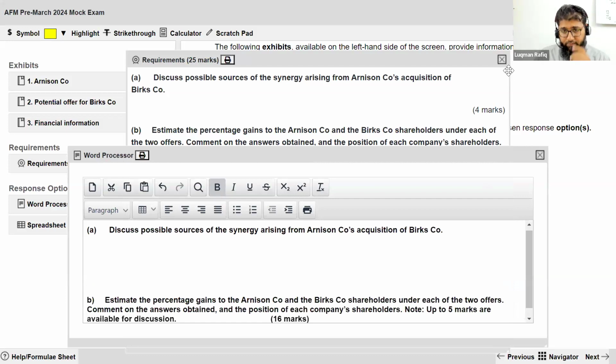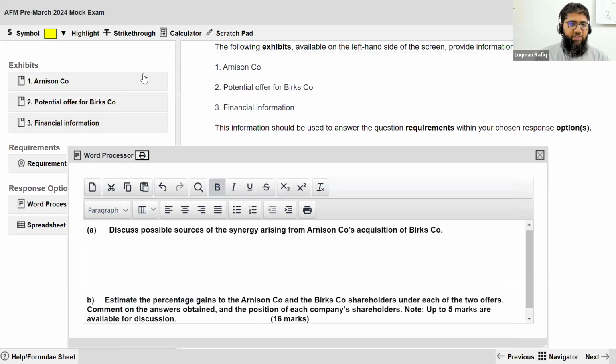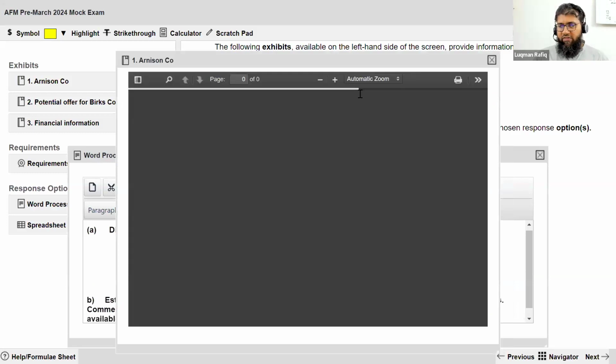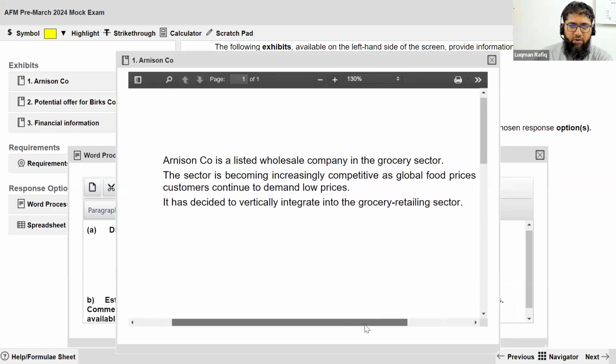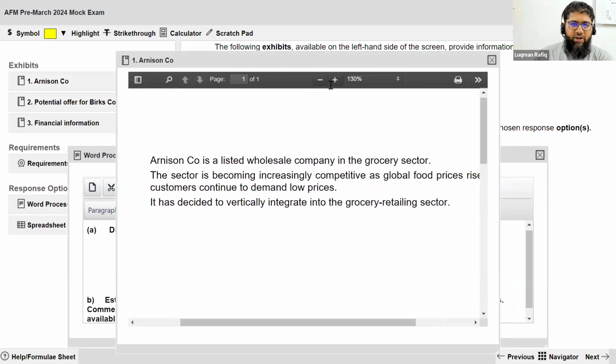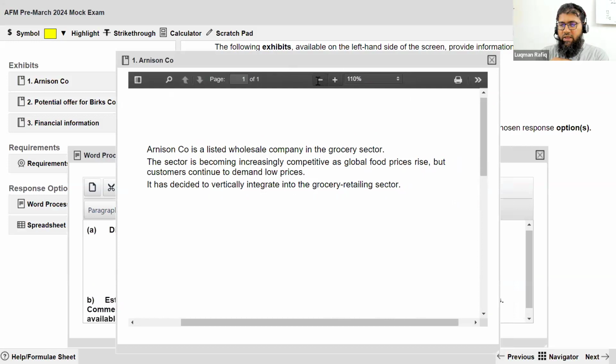Now, let's just go about it. Let's discuss the Arneson Company first, what is this Arneson Company all about? Just read through the question and try to identify the key information, and we would go about discussing it at a later stage.